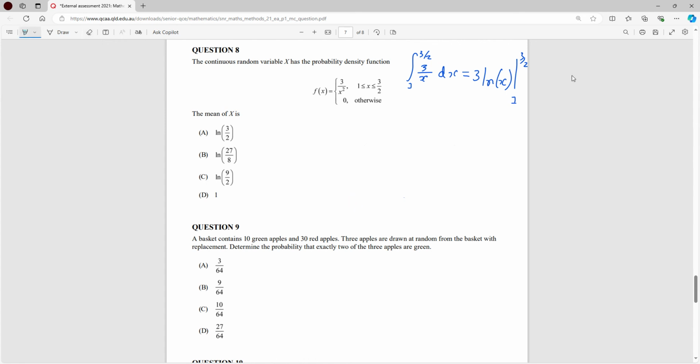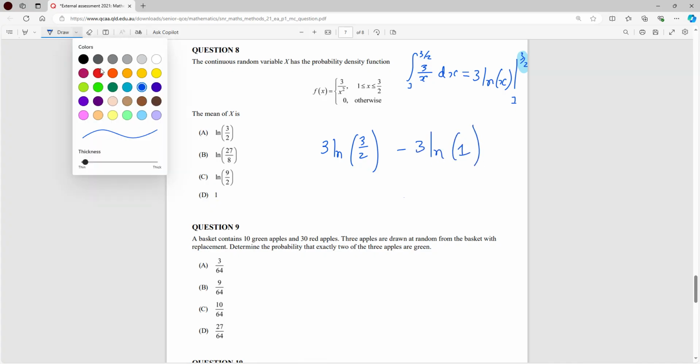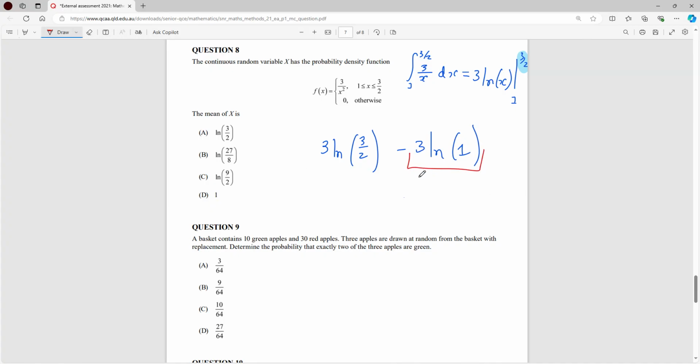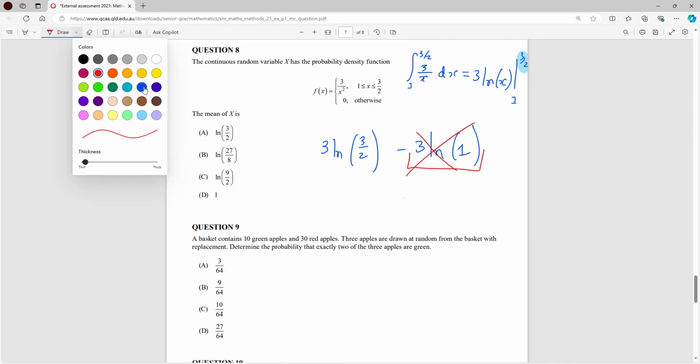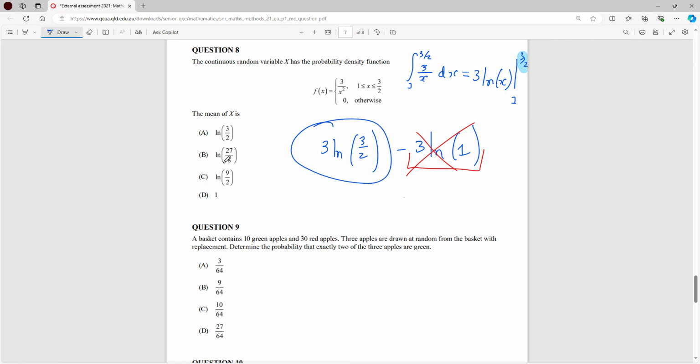So here you'll want to chuck in the first bound, so that one will go into there. So you'll have 3 ln 3 on 2 minus 3 ln of 1. Remember, natural log of 1 is 0, so that's gone. So the answer will be just this. And we can simplify this to make it match one of these guys here.